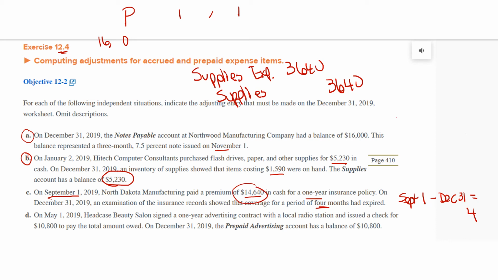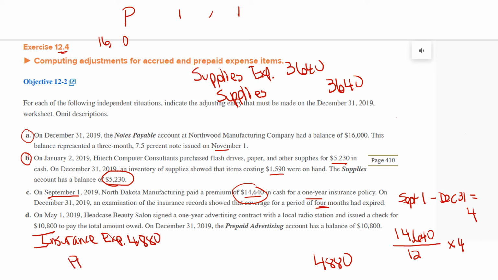Remember, you just take that $14,640. It's a one-year policy, and in this case, 4 months have expired. So we're going to divide that by 12 to convert it to per month, and then multiply that by 4, and that's going to give you right at $4,880. I'll write this one down here. So that will give you insurance expense of $4,880, and then you're going to credit your prepaid insurance for $4,880. So again, that one would have been review as well.